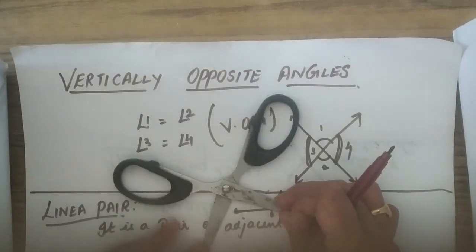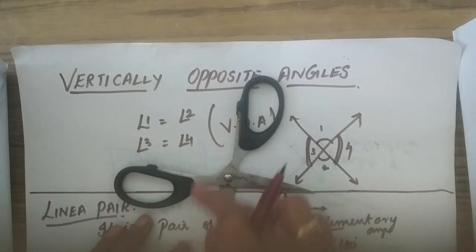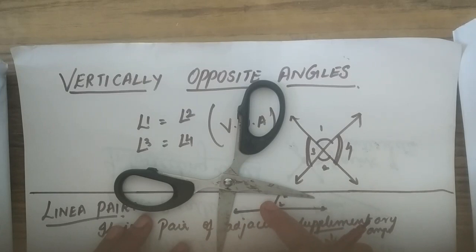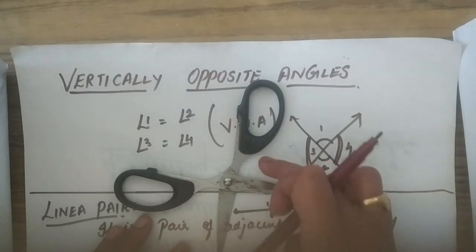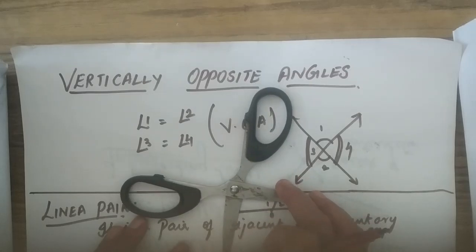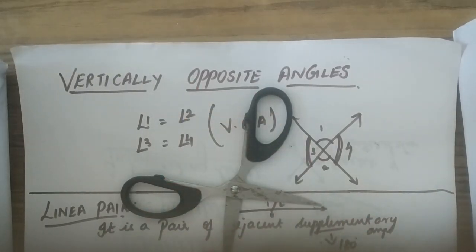Even if you consider this as a straight line, these two adjacent angles form a linear pair. Again, these two are also a linear pair. So a scissor is a very good example for vertically opposite angles and linear pairs.